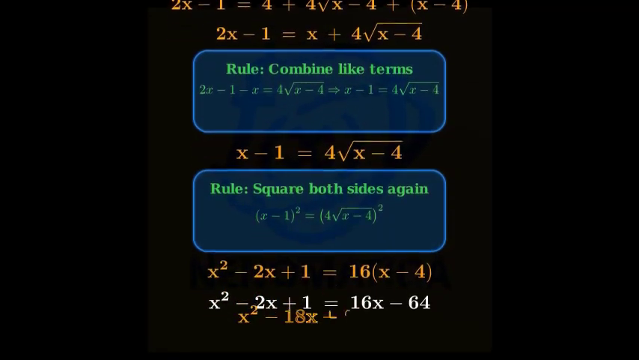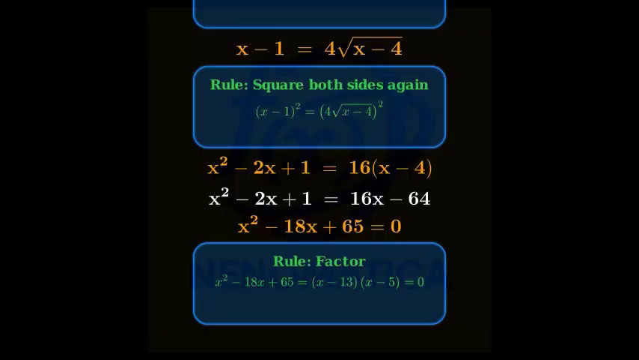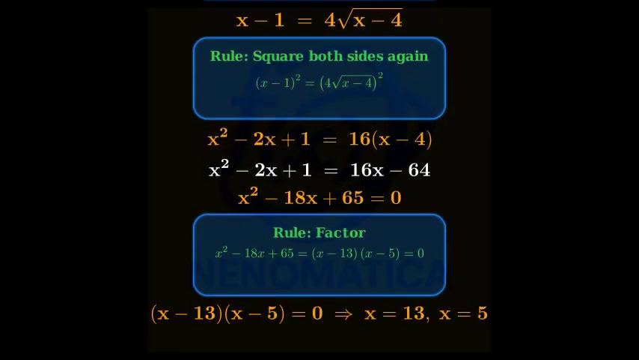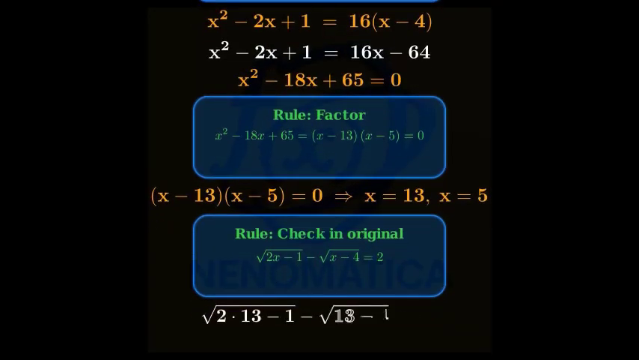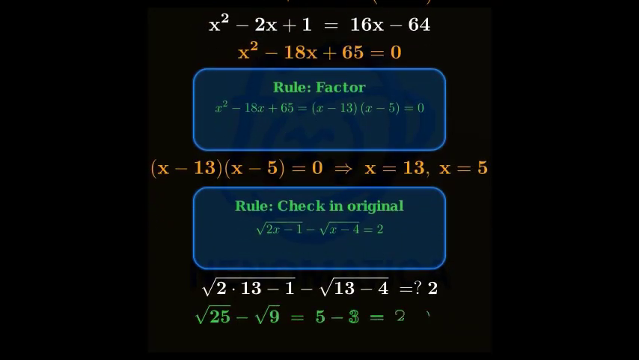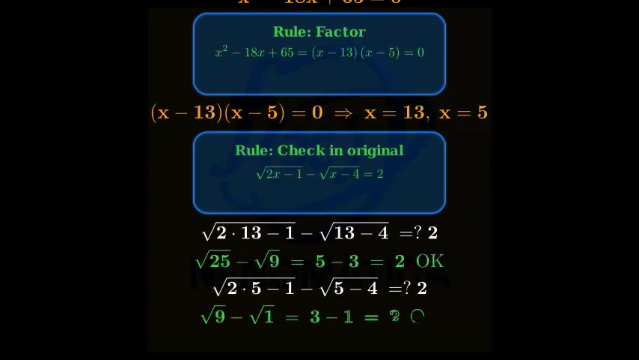Distribute on the right and move all terms to the left. Step 5. Factor the quadratic equation and solve for x. Step 6. Check both solutions in the original equation to avoid extraneous roots. Both solutions satisfy the equation. These are the final answers.